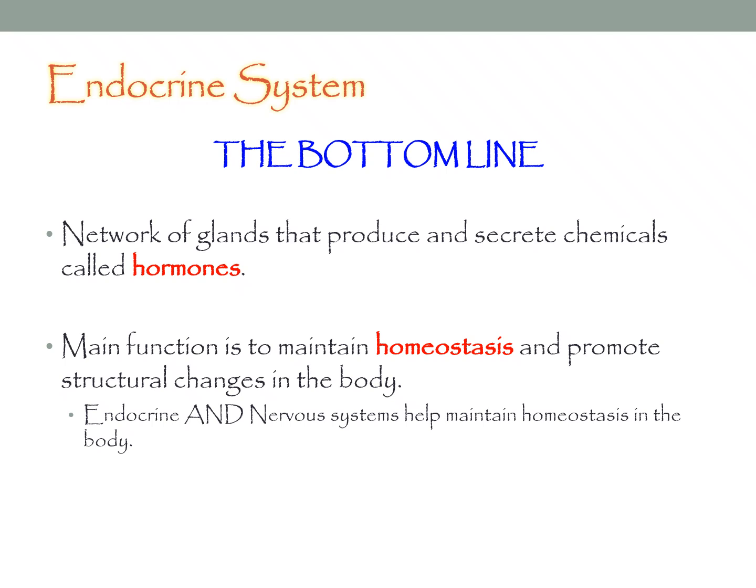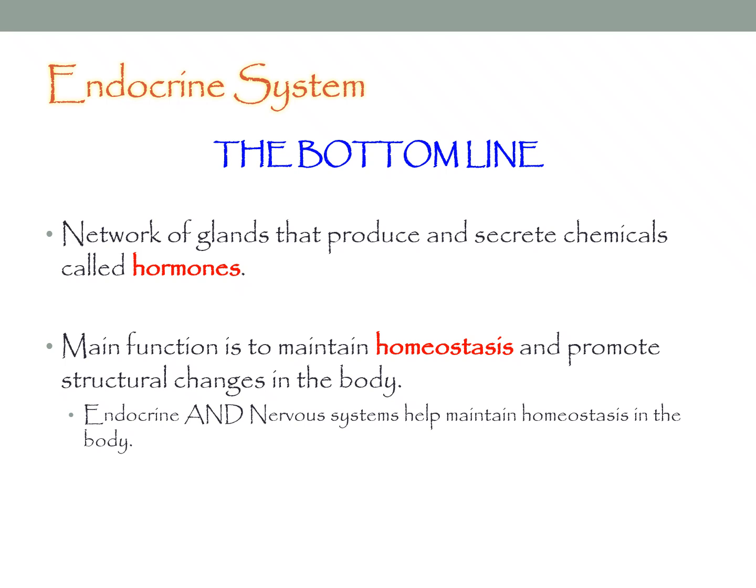With all the intricacies of the endocrine system, the bottom line is this. It's simply a network of glands that produce and secrete chemicals called hormones. There's about 50 hormones in the human body. We would need a whole semester to learn about all of the hormones, the chemical makeup, and what they do inside the body. So our goal by the end of today is to have learned the heavy hitter hormones that contribute to endocrine system disorders and/or emergencies.